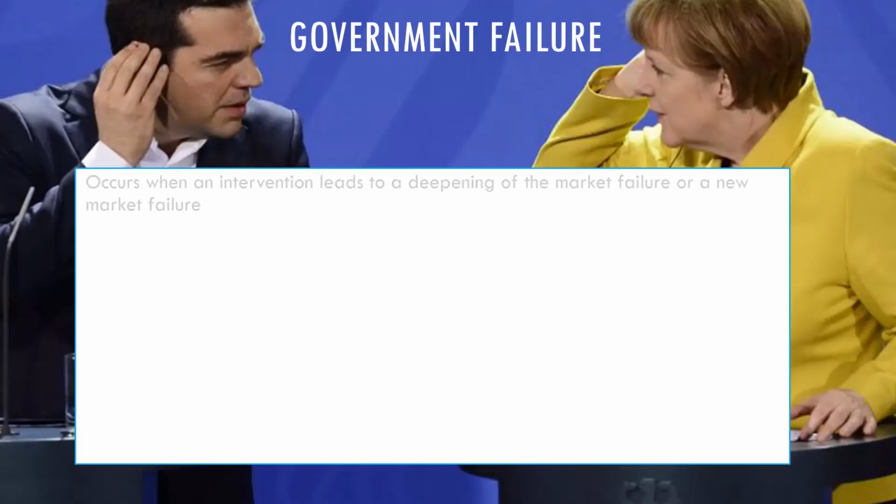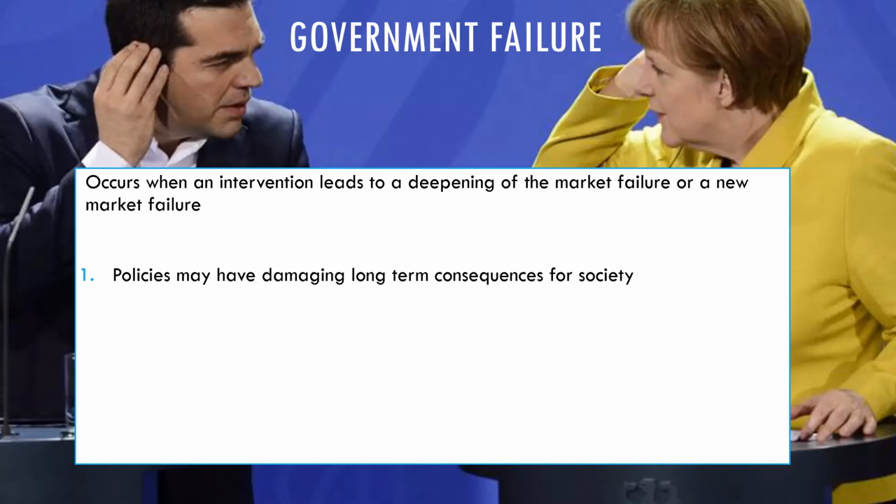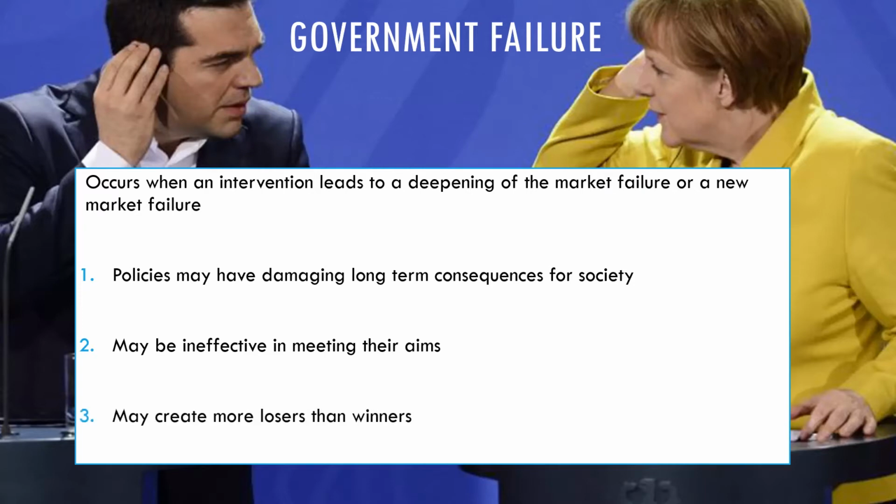Okay, so government failure, as we've just said, occurs when an intervention in the market doesn't really work. It leads to a worsening of the existing market failure, or perhaps it creates a new market failure. So the policies, the taxes or the subsidies or the regulations may have damaging long-term consequences for society. Maybe the policy the government has introduced is ineffective in meeting its aim. Maybe the policy has created more losers than winners. In any circumstance here, we would say there has been government failure.